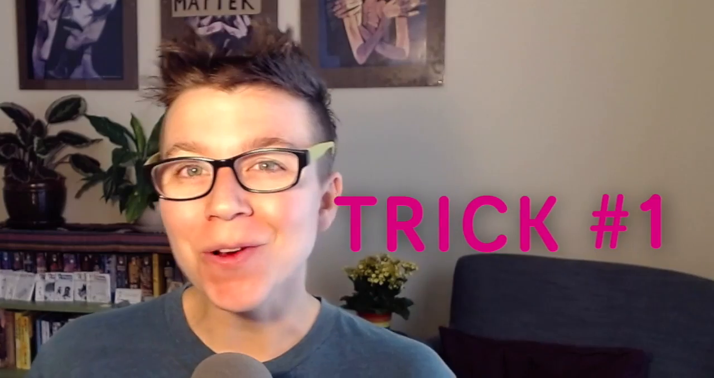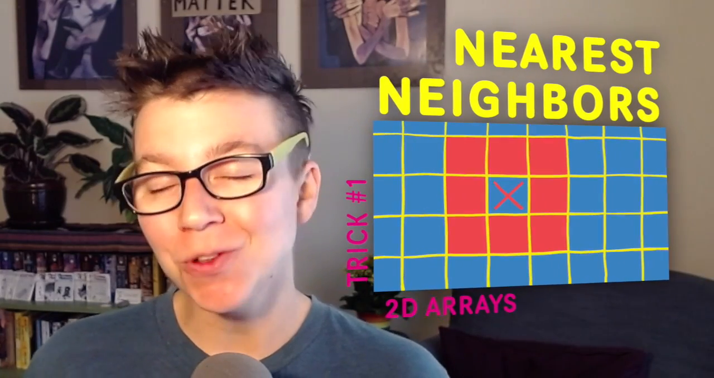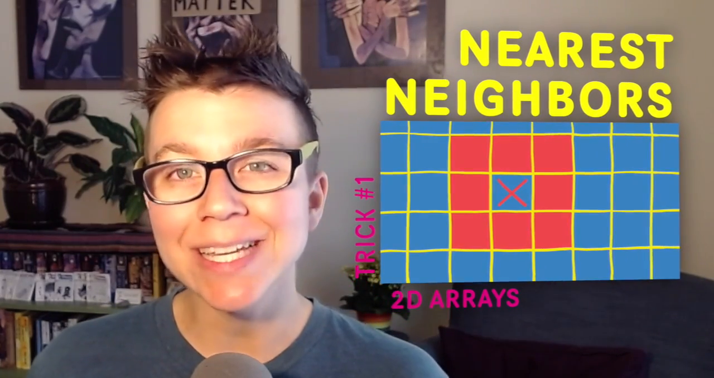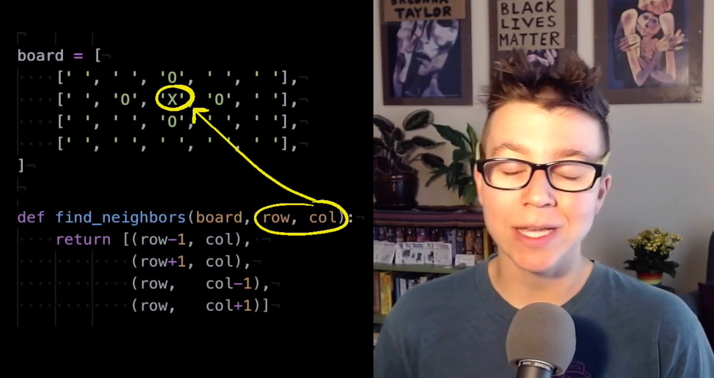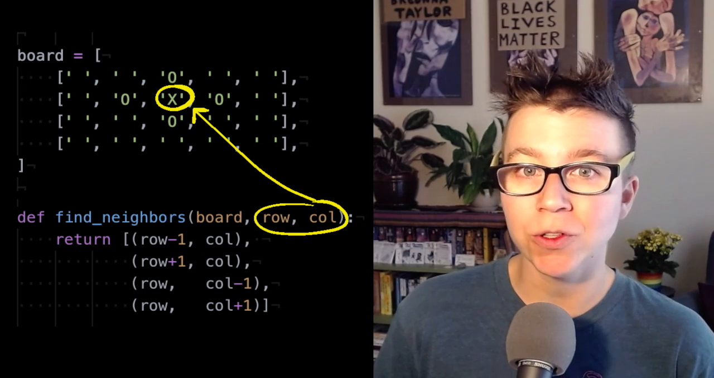Okay, let's start with the first interview trick on two-dimensional arrays, checking nearest neighbors. Before you start writing that code, one thing you'll want to clarify is who is considered a neighbor. Is it just the cardinal directions, north, south, east, west? Or are diagonals also included? I'm going to show you a bunch of code templates that you can use when you have to find nearest neighbors. Here's a simple one, especially for cardinal directions.